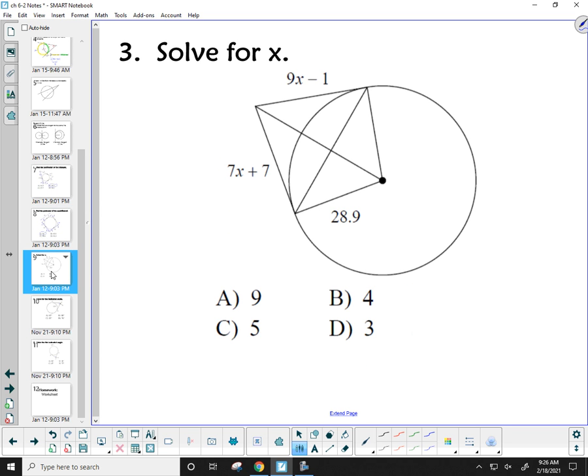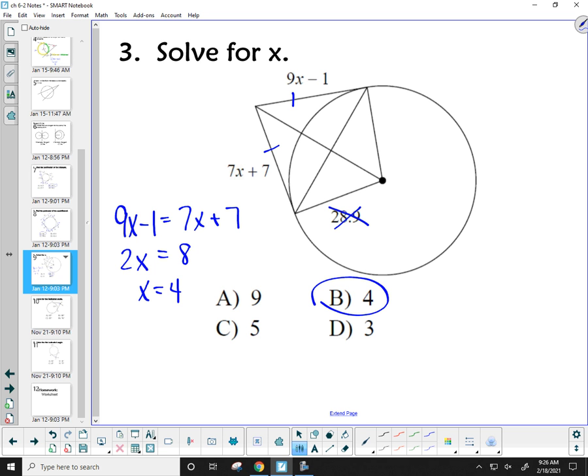Okay. Next one, we have tangent segments again. My tangent segments are going to be congruent. This 28.9 is the distractor. You don't need it at all. So if the tangent segments are congruent, that means that 9x minus 1 has to equal 7x plus 7. So if I subtract 7x from both sides, I get 2x. Add 1, I have 8. Divide by 2, I get 4. So x equals 4 in this case. Is that okay?